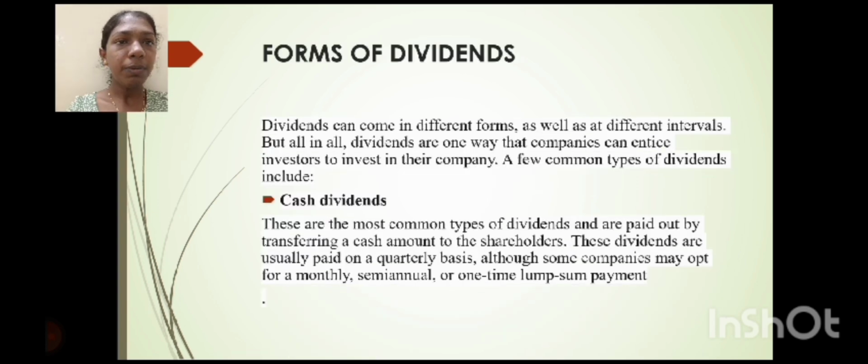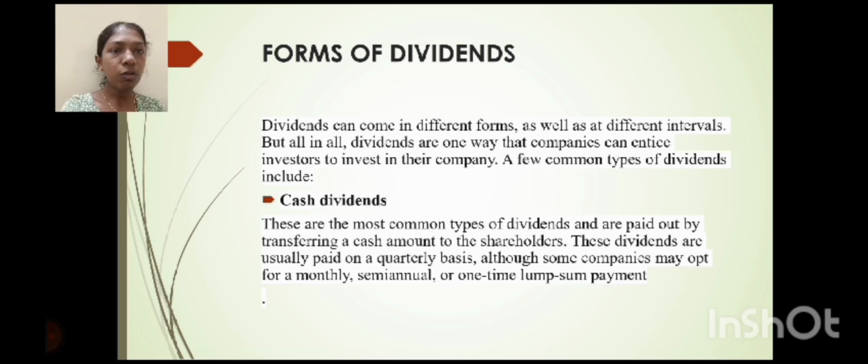Now, forms of dividend. Dividends can come in different forms as well as in different intervals, but in all cases, dividends are one way that a company can entice investors to invest in their company. A few types of dividends include: first is cash dividend. A cash dividend is a form of dividend paid out by transferring a cash amount to the shareholders. It is paid in the form of cash.